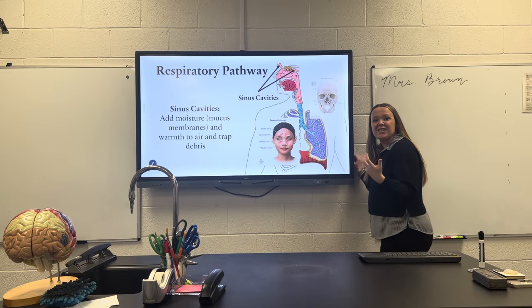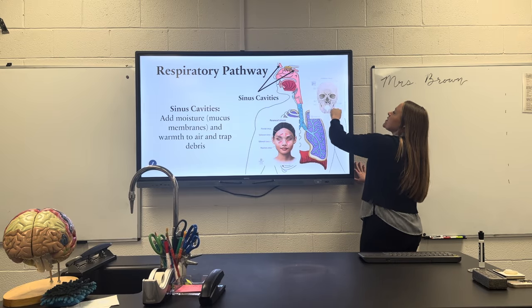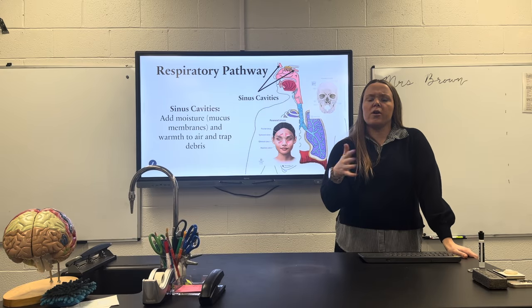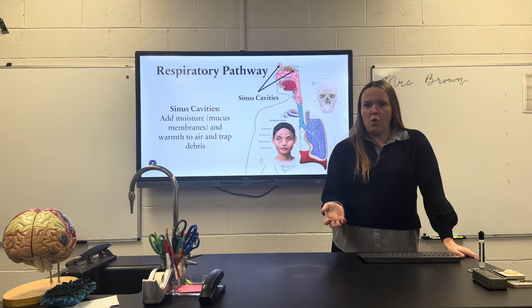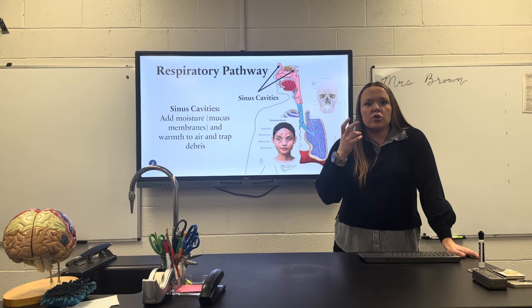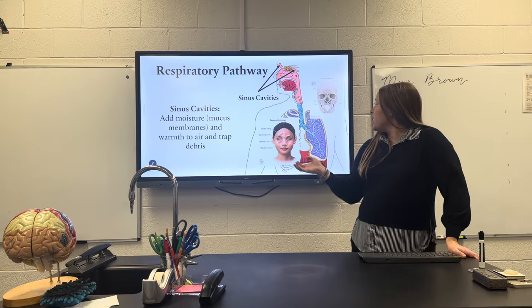I don't need you to know the names of all of them. But interestingly enough, these sinus cavities are also cavities within our skull. So in addition to adding warmth and moisture to the air we breathe, it also makes our skull lighter, which is kind of cool because those cavities are wide open.